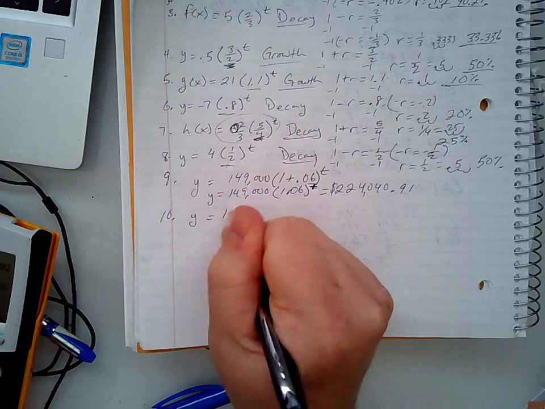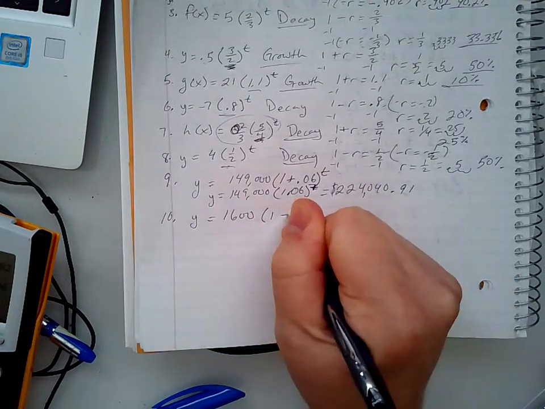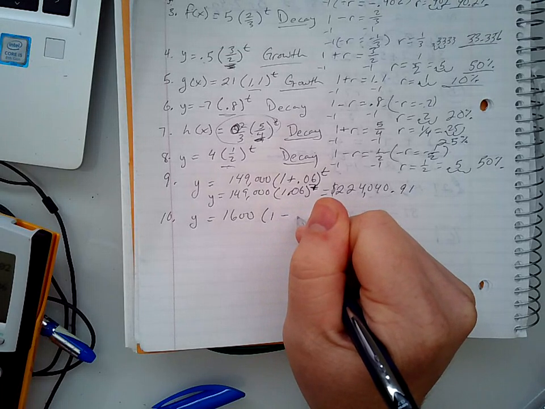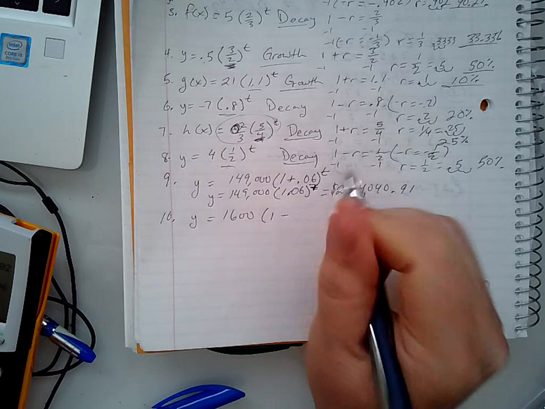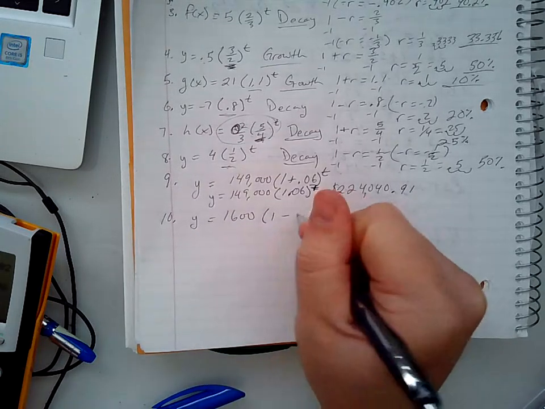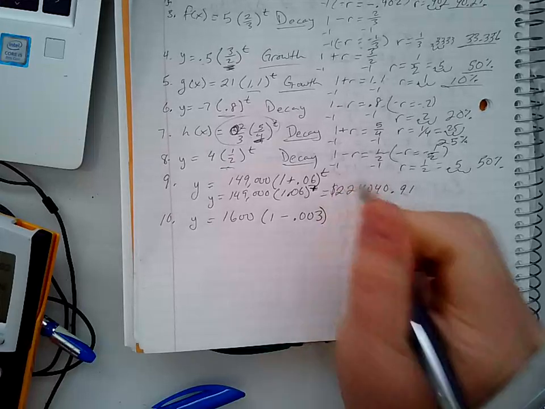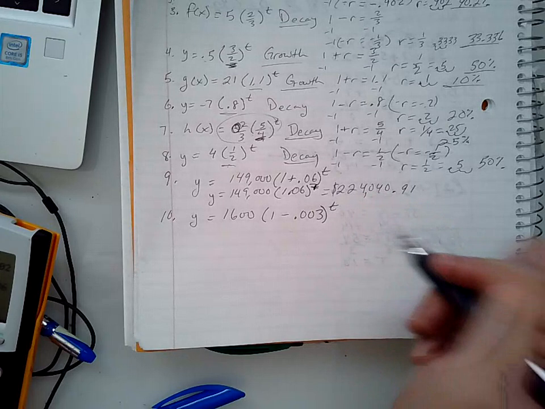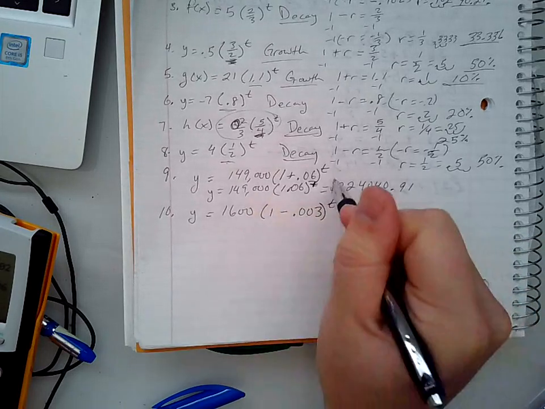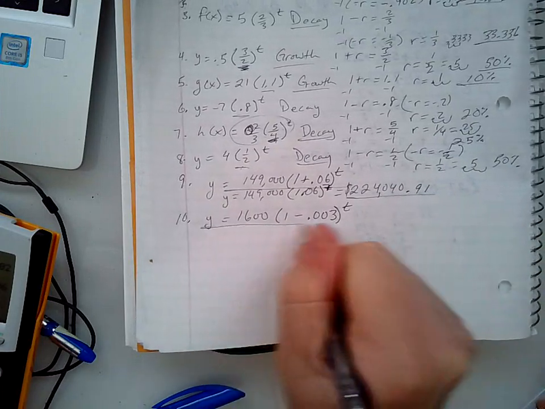Population of a small town is 1,600 and decreasing, 1 minus, at 0.03%, or 0.3%, sorry, 0.3%. So we're going to move that decimal place to the left 2 times to get 0.003. And that's over t years. So that's our equation, just like this one. That's the first answer. And that's the second answer. This is our first answer here.